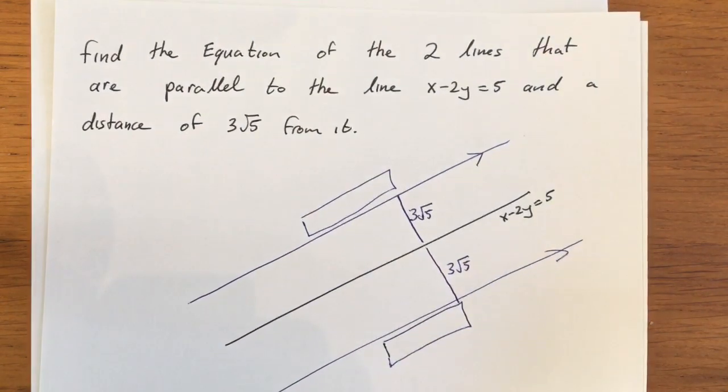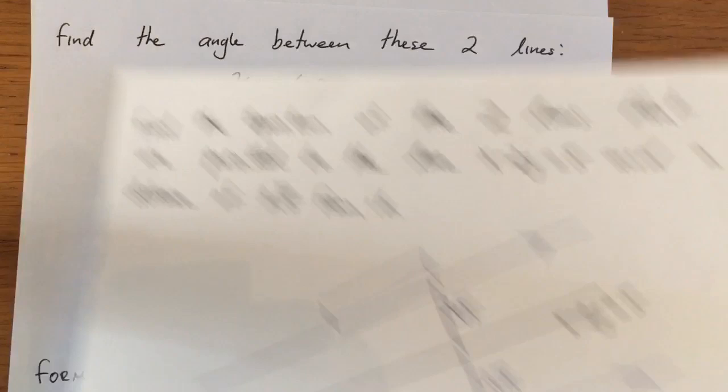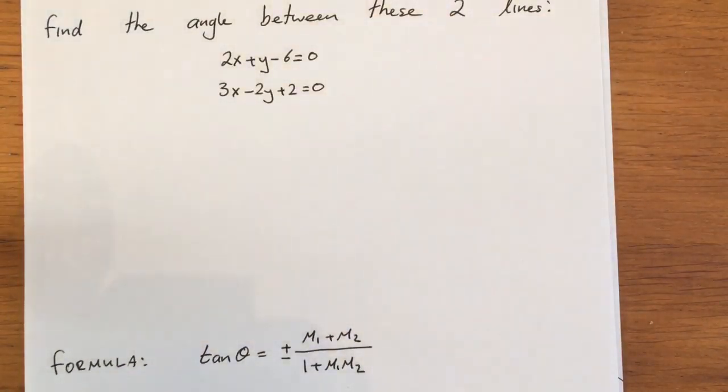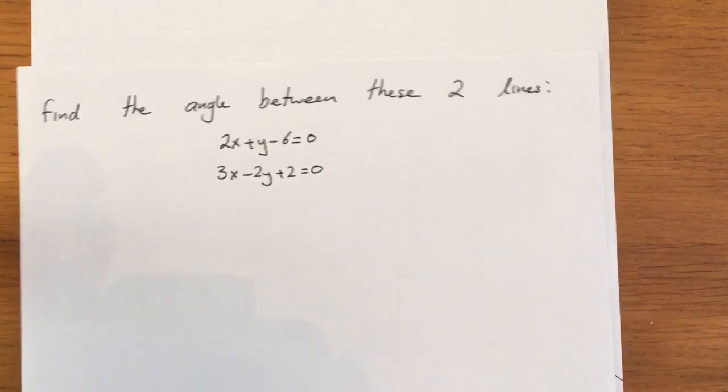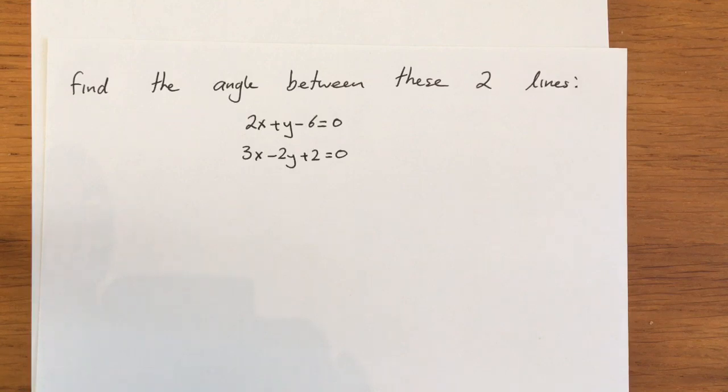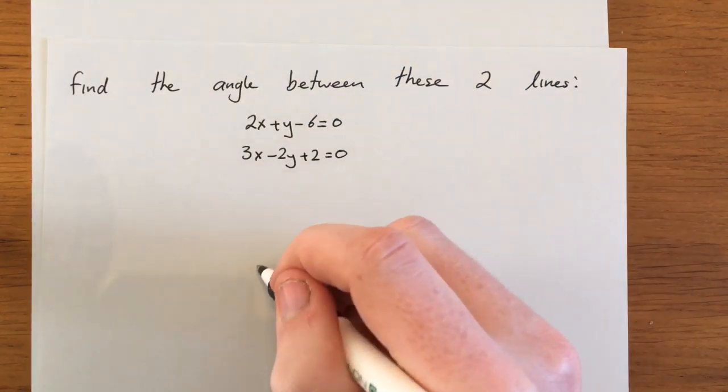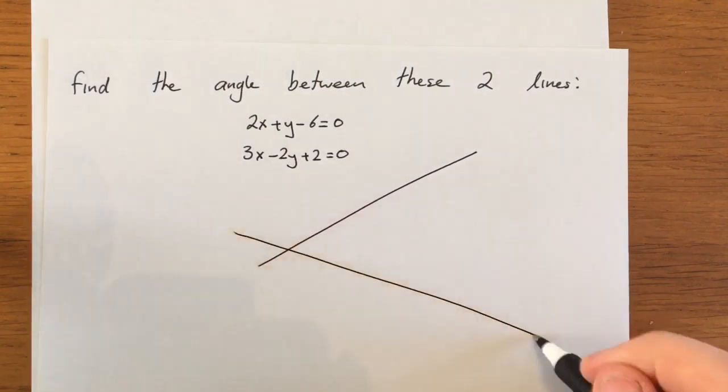So that is once again just another formula. All right, so here's how the question could come up. It could say, find the angle between these two lines. So the first thing that I will do is we'll just draw the two lines. So maybe one line looks like that and the other line looks like that.